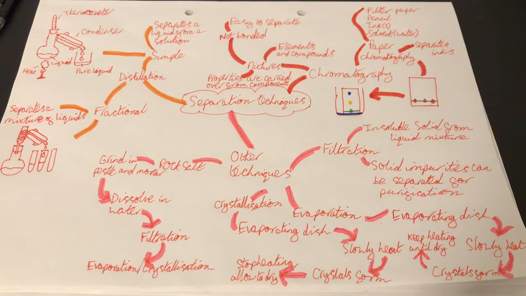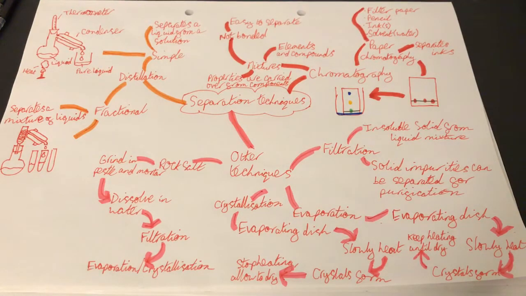So with evaporation, you put your solution into an evaporating dish, and you slowly begin to heat it. Now, it's important that you slowly heat it. If you heat it up very quickly, then it might start to spit little bits of liquid or salts, which will be hot, and so you could potentially get burnt from that. So you want to slowly heat it and be careful.